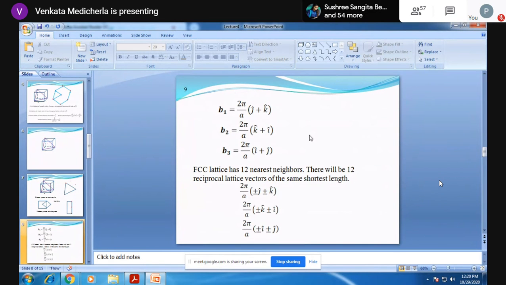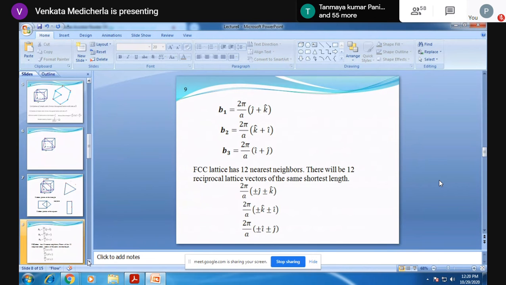So all these three have the same magnitude, right? 2π/a into root 2, 2π/a into root 2, 2π/a into root 2. They have the same magnitude. All of them are shortest reciprocal vectors. Not only these, apart from that, if you take other vectors and rotate them, you get other vectors. All 12 of them have the same magnitude, that is 2π/a into root 2. So basically that's because of 12 nearest neighbors in the FCC lattice. But the next problem is for the BCC.